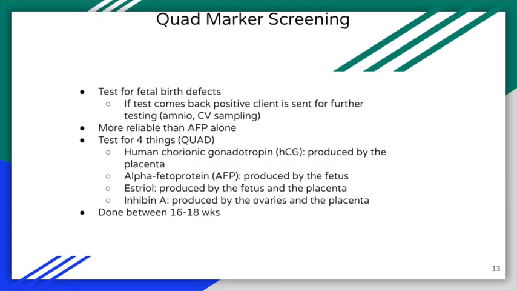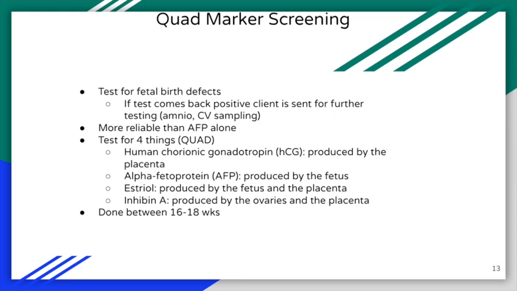So quad marking is a test. It's like a fetal screening, a maternal screening test for fetal birth defects. If the test comes back positive, we're going to do further testing to determine if there are birth defects, things like an amnio or chorionic villus sampling. The quad marker is more reliable than an AFP, which is an alpha fetoprotein. That's what AFP stands for.